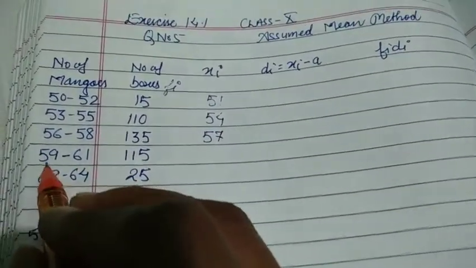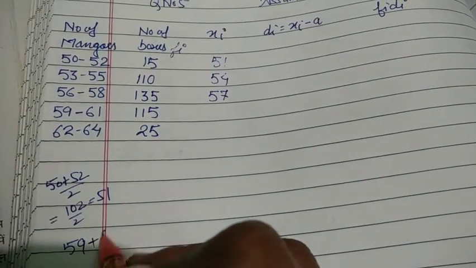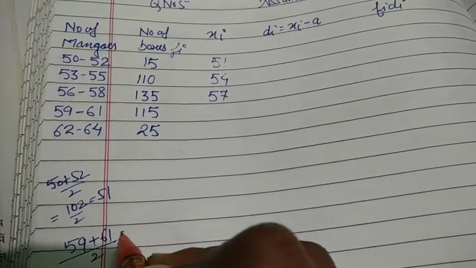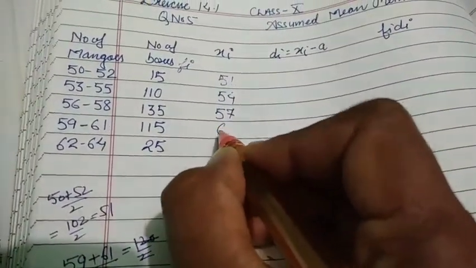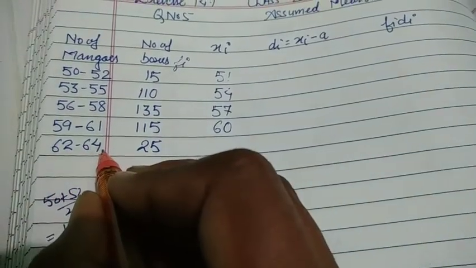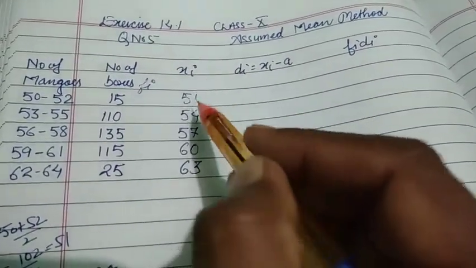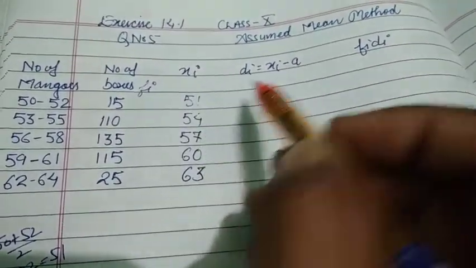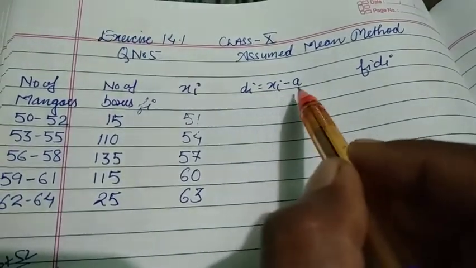Similarly, when I add lower limit plus upper limit and divide by 2, I'll get 120 by 2, which is equal to 60. And further, when I add 62 and 64 and divide by 2, I'll get 63. Okay, so now we have calculated Xi. Now let us find out the deviation. Deviation means how much it is deviating from the assumed mean.